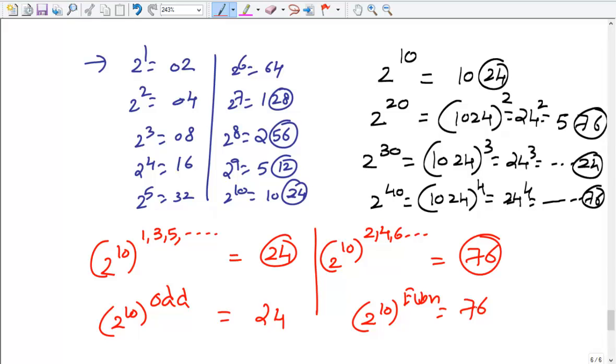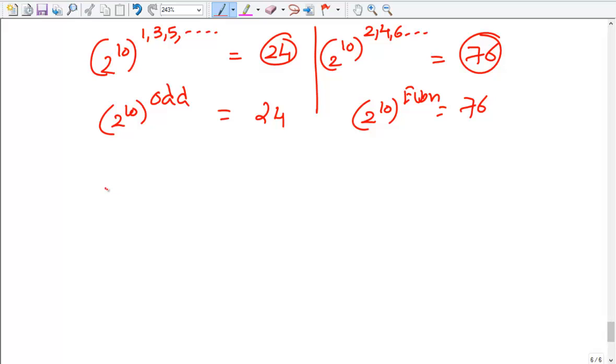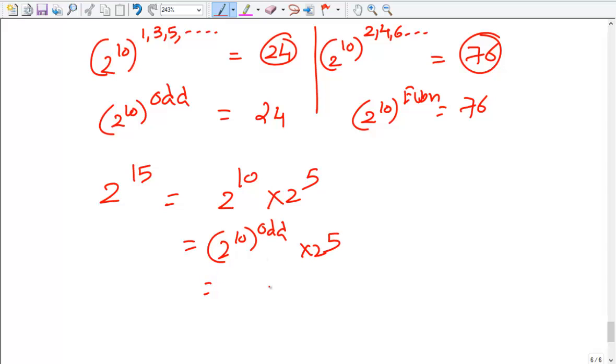Now how about finding 2 power 15, 2 power 13 then? So 2 power 15 is very easy, right? Now this can be written as 2 power 10 into 2 power 5. 2 power 10, that is like 2 power 10 whole power 1, that is odd, into 2 power 5. So what is odd? 24 into 2 power 5, that's 32. 24 into 32. You can find it for any number.